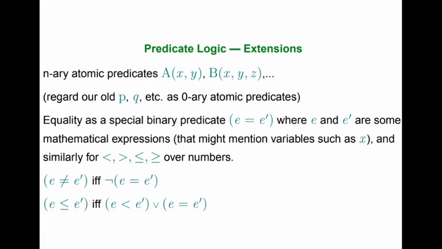E is not equal to E prime if negation of E equals E prime. E is less than or equal to E prime if E is less than E prime disjunction E is equal to E prime.